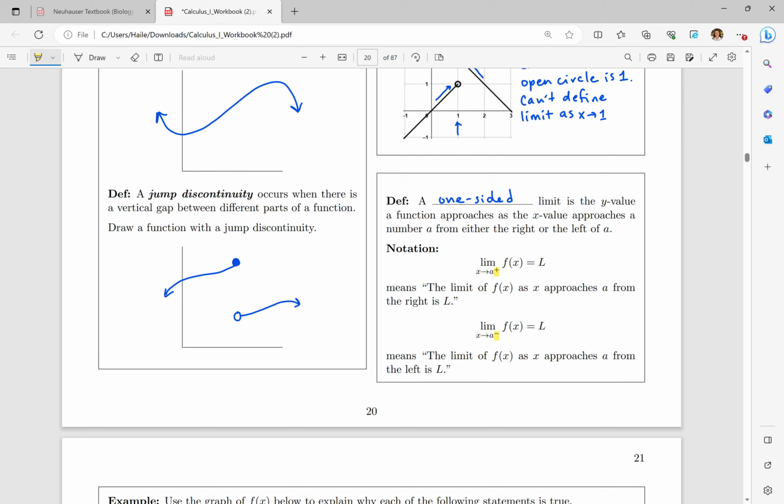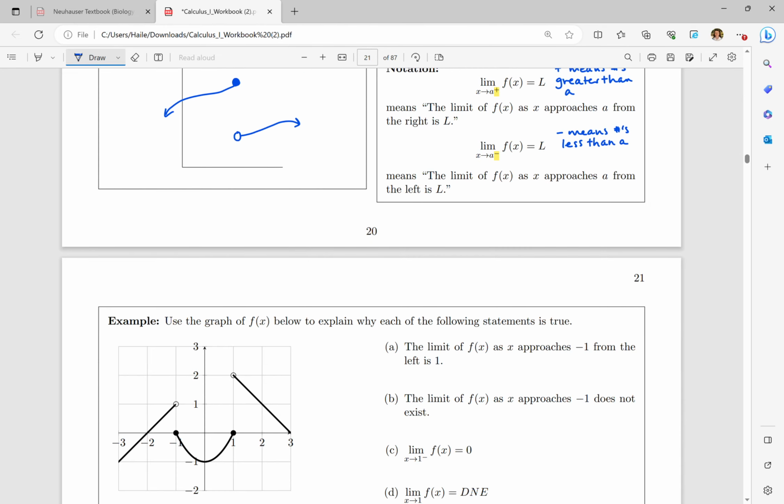You can also think of it as plus means we're approaching from numbers greater than a, and minus means we're approaching from numbers less than a. So maybe let's jot that down really quick. Plus means numbers greater than a, minus means numbers less than a.